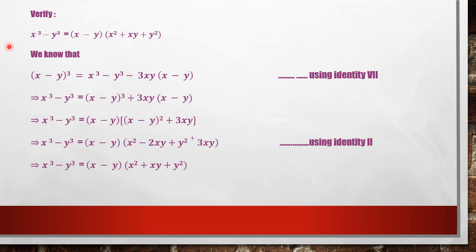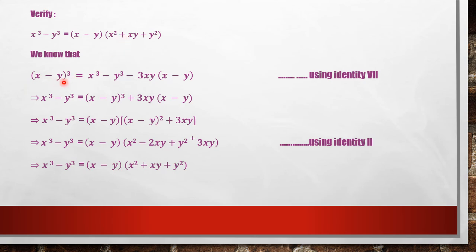This is the identity for x cube minus y cube. X cube minus y cube is equal to (x minus y)(x squared plus xy plus y squared). Here the middle term is positive and the first factor x minus y is negative. So when x cube minus y cube is asked, the first factor will be negative, but the middle term will be positive. Now let us understand how we arrived at the result.